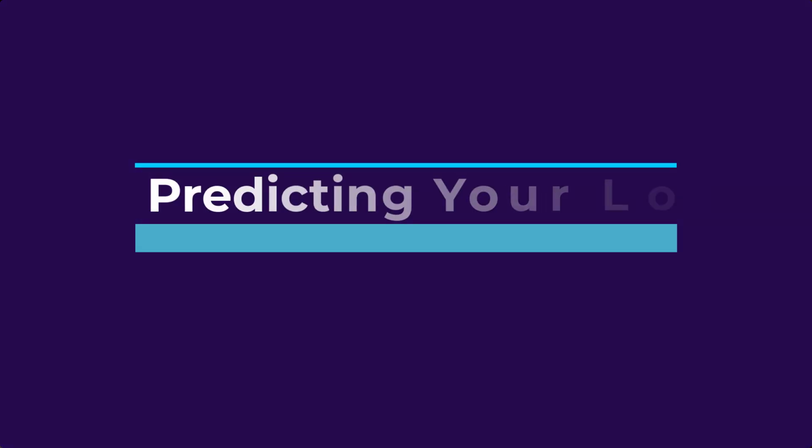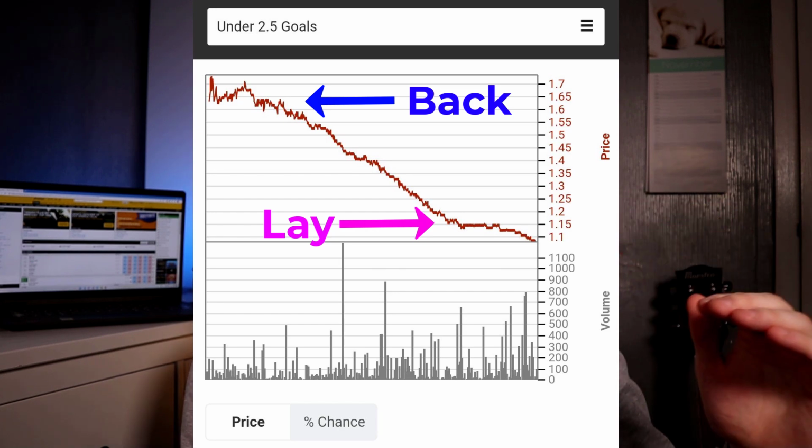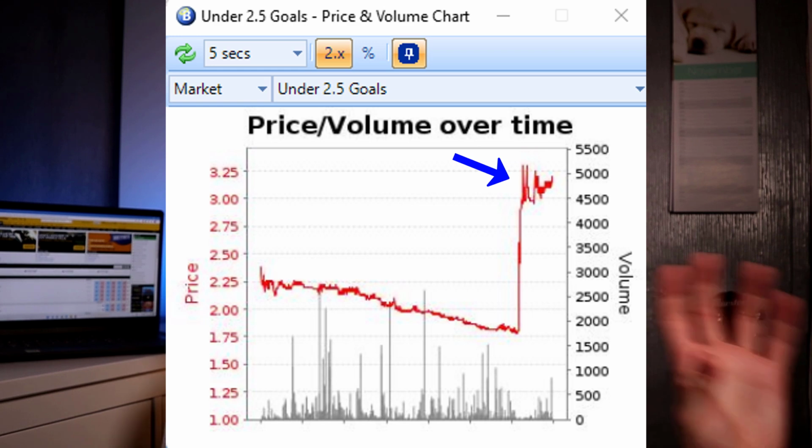Okay, starting with tip number 1, and that is predicting your loss. When doing the under 2.5 goal strategy, you're going to profit if there's no goal in the game in the period of time that you've got the trade open, and you'll cash out for a loss if there's a goal scored whilst your trade is open. When I first started this trade, I always found it difficult to know how much my loss was going to be in the event that a goal was scored.